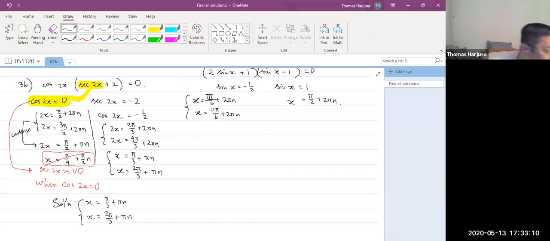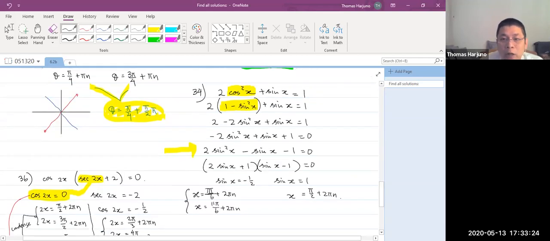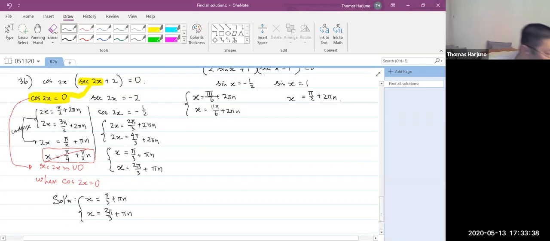Basically, we need to check against the domain of the equation at the end. Now, that's what happened if we have the mixture. If we have the mixture of sine and cosine, we were fine, like the one in number 34. Why? Because the domain for sine and cosine is all real numbers. There are no asymptotes, right? But once we deal with secant and cosecant, we need to be more careful.